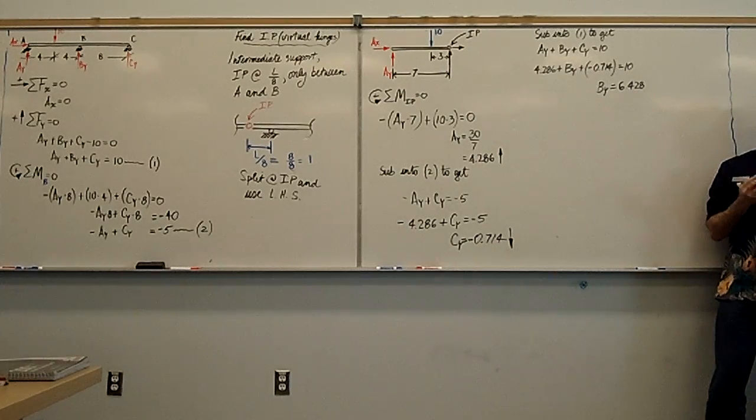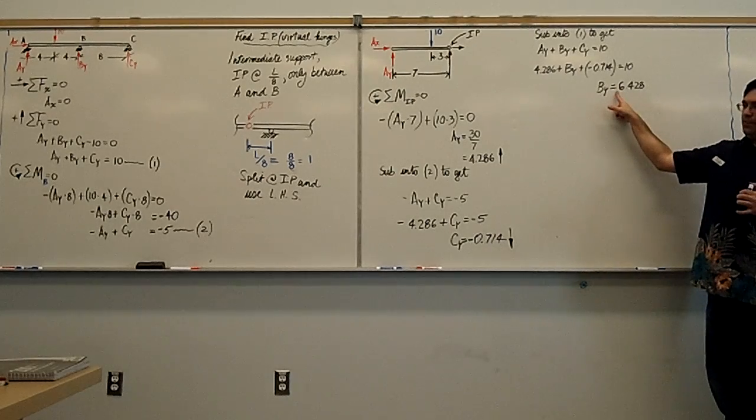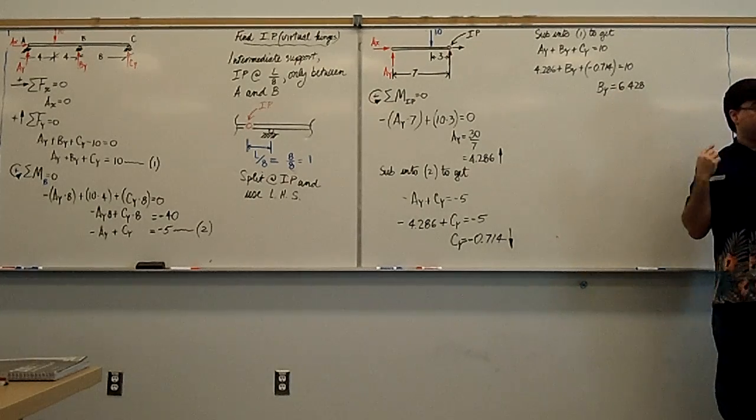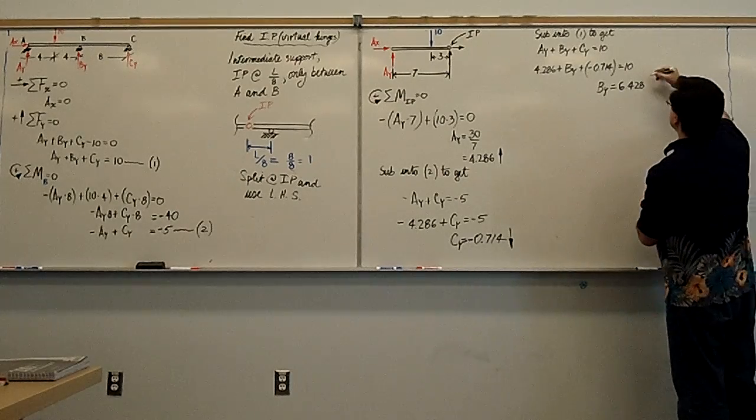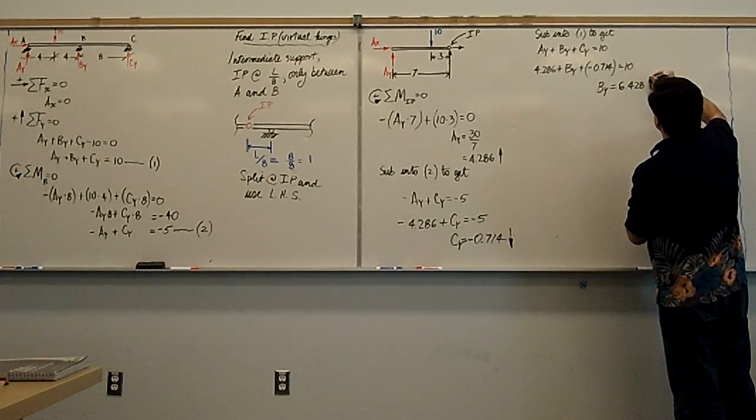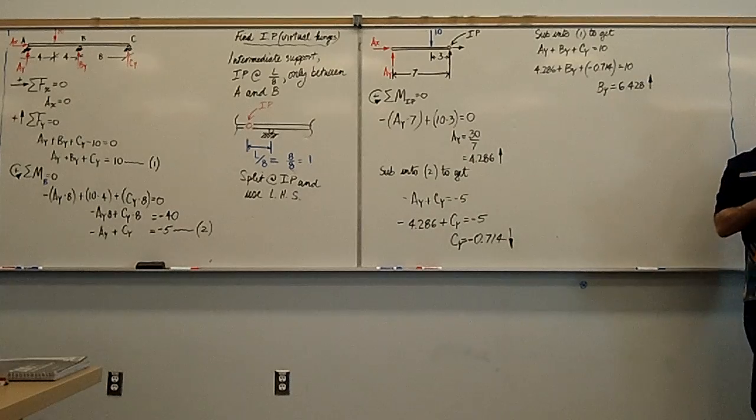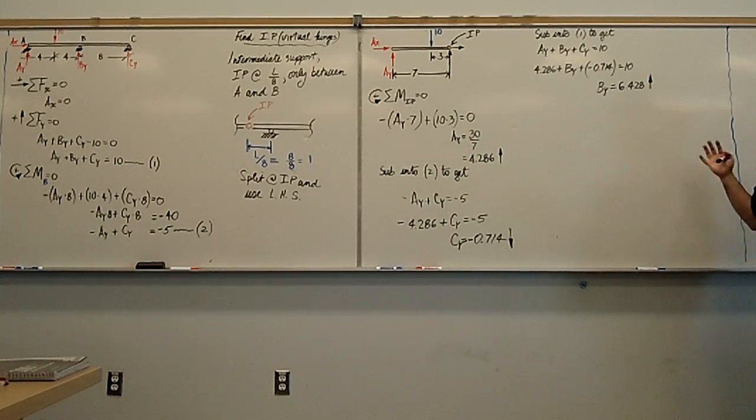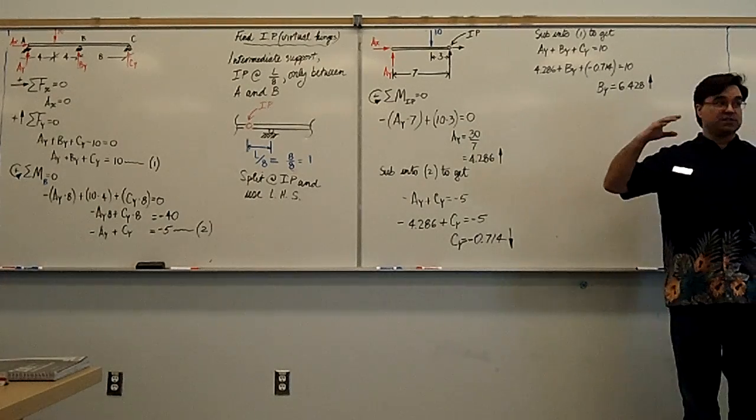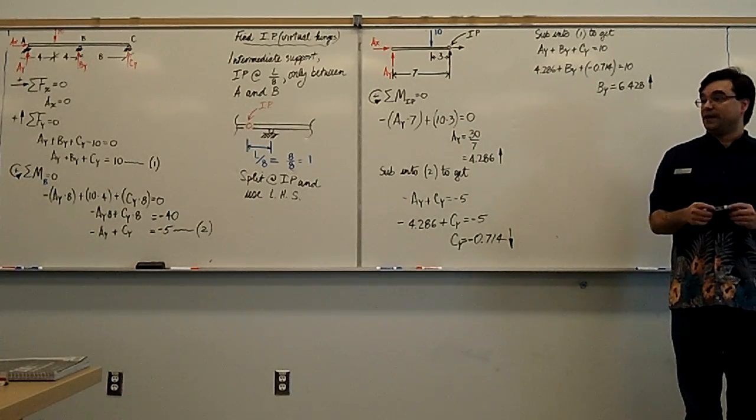Judges, do you like that number? Yeah? What does it mean that it's a positive number? In this case, we guessed up, therefore our guess is correct. And look at this. You have solved the reactions for this beam. Approximately. Okay? Now that we have all the reactions, and we know the applied forces everywhere, we can do the shear and bending moment diagrams.